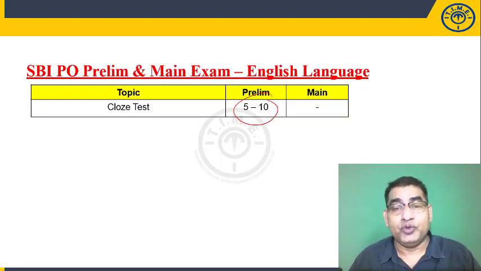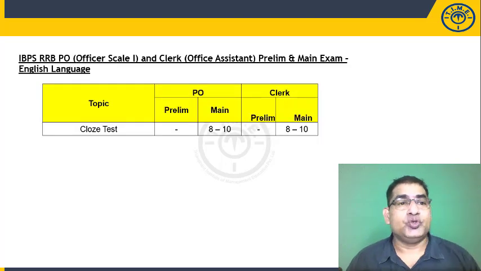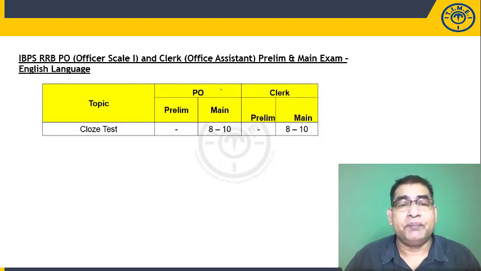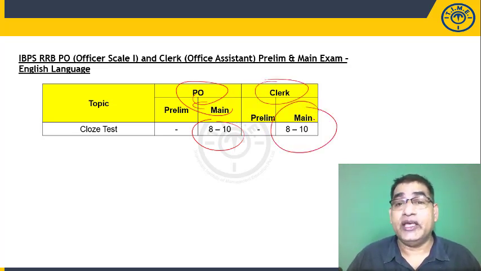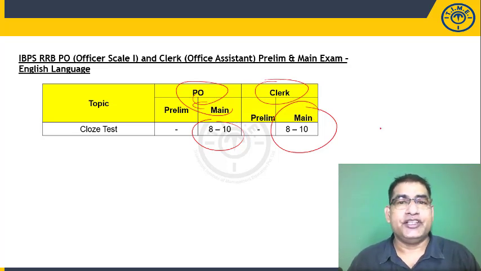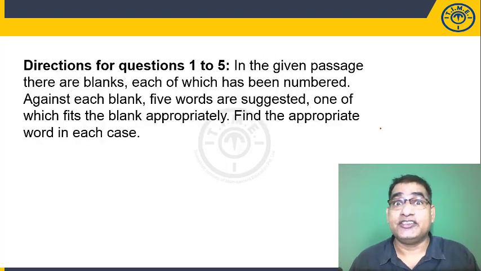Okay, that's SBI PO. When it comes to your IBPS RRB, in the PO mains, 8 to 10 questions, that's quite high. And in the clerical mains, 8 to 10 questions again. So that's the importance of cloze test in these various tests. So let's take up one cloze test itself.